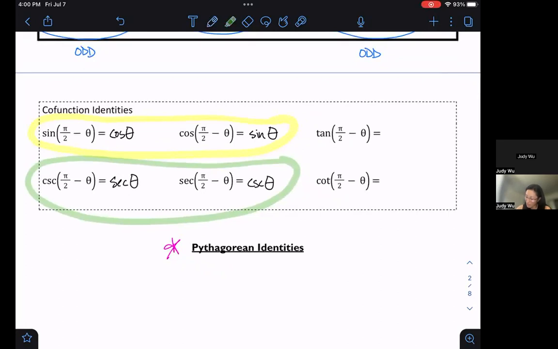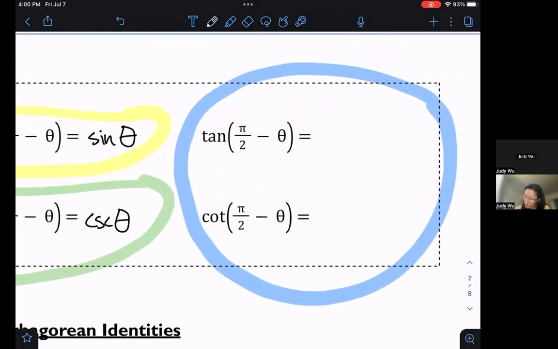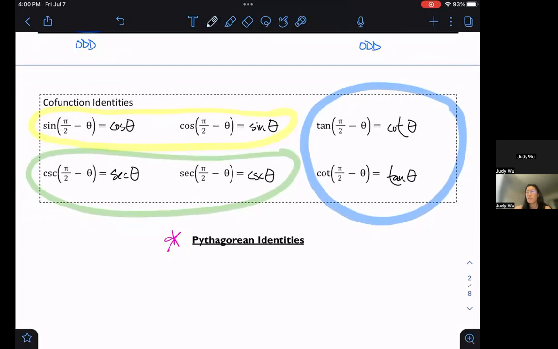Last but not least, we've got our last pair of cofunctions, tangent and cotangent. Tangent of pi over 2 minus theta is actually cotangent theta, and cotangent of pi over 2 minus theta is tangent theta. Knowing that if we did some graph transformations and did the shifts, we would get the other function.